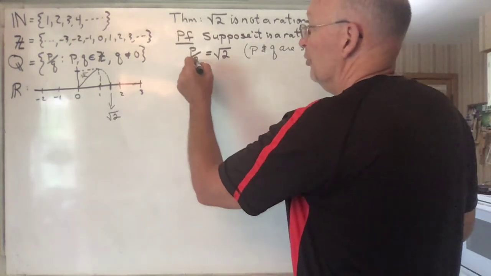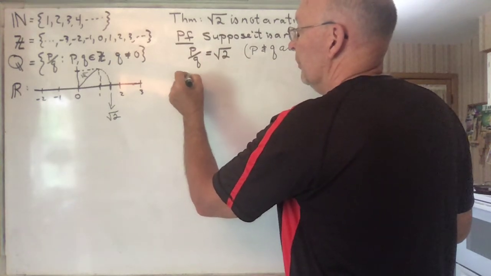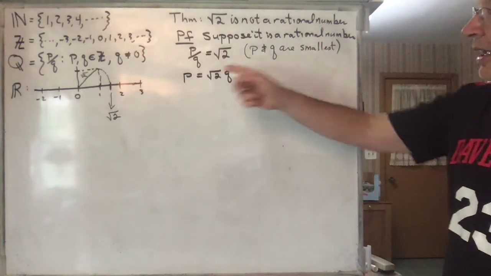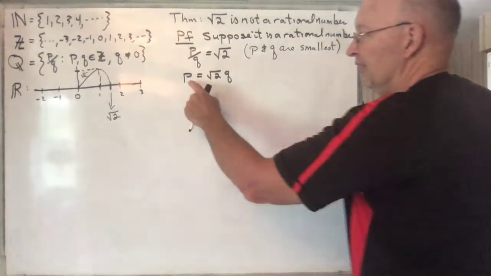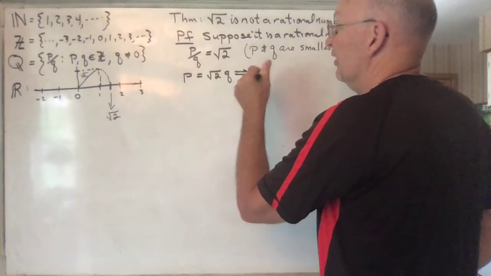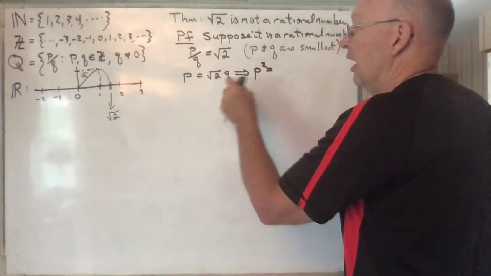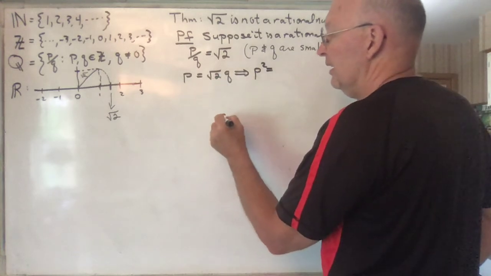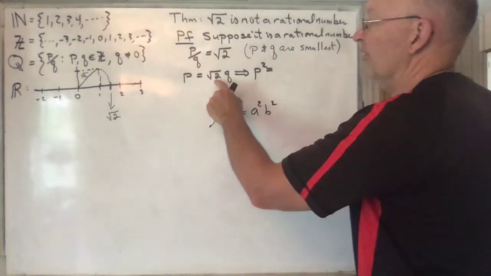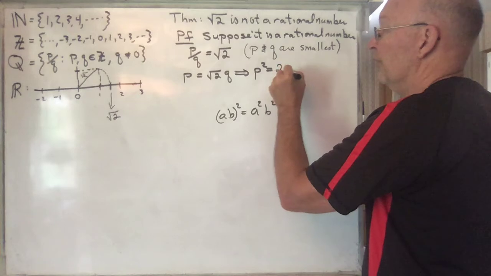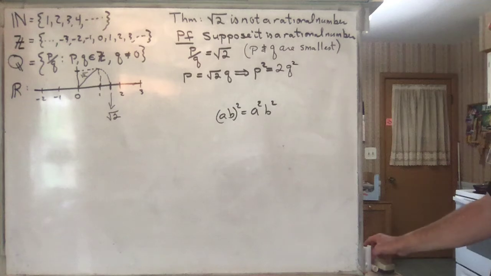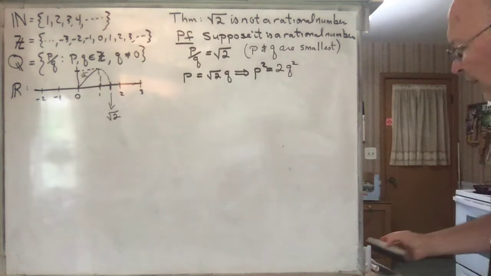If we multiply the q on both sides, we're going to get p is equal to the square root of 2 times q. Okay, takes a little bit of algebra. And then if this is equal to this, we're now going to square both sides. You're going to get p squared. And if you square a times b, you have to square them both. So if I square the square root of 2, I just end up with 2. And if I square q, I'm going to get q squared. Okay, so you get that. So those numbers satisfy that.